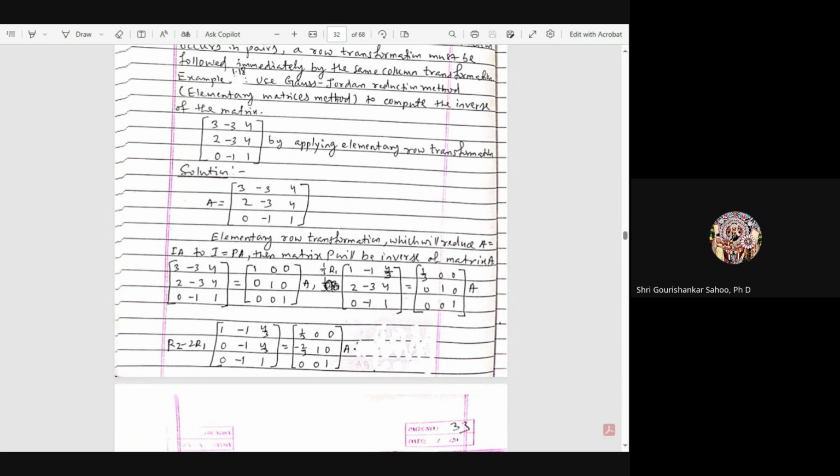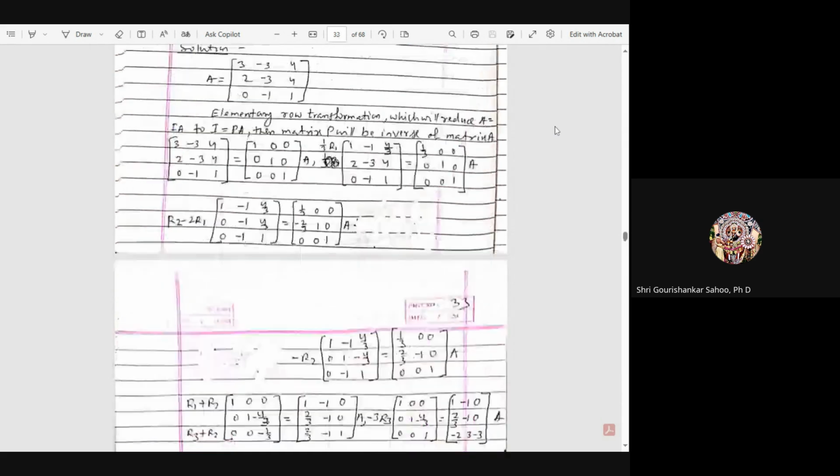Then you have your 1/3 R1. So you will have [1 -1 4/3; 2 -3 4; 0 -1 1] is equal to [1/3 0 0; 0 1 0; 0 0 1] multiplied by A. Then you subtract 2 R1 from R2, and you have [1 -1 4/3; 0 -1 4/3; 0 -1 1] is equal to [1/3 0 0; -2/3 1 0; 0 0 1] multiplied by A.